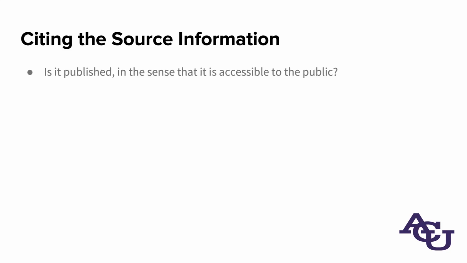Now, when you're citing information for this case study, we ask a couple questions. First, is it published in the sense that this is something that is accessible to the public, that someone who is not enrolled in this class could access? If yes, then we'll go ahead and cite and reference it. If not, then we'll refer to it in text, but not formally cite or reference it.